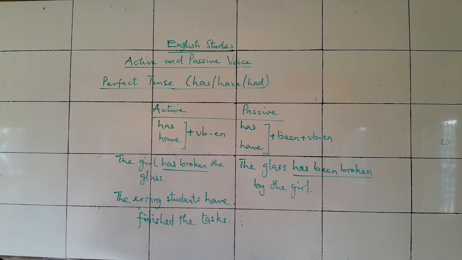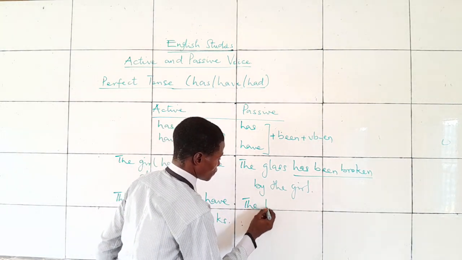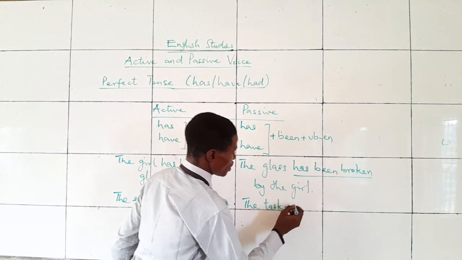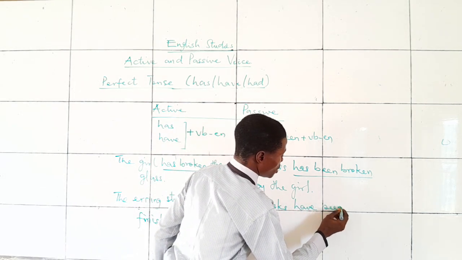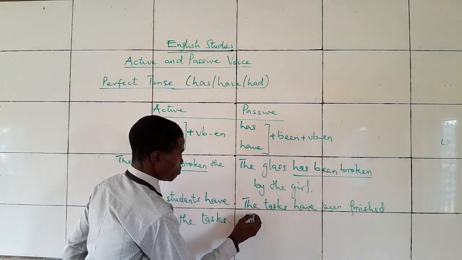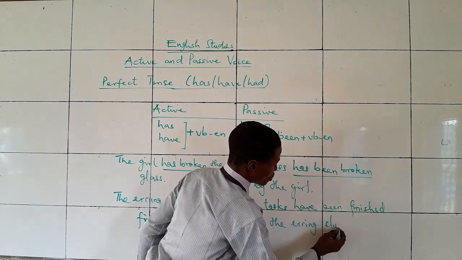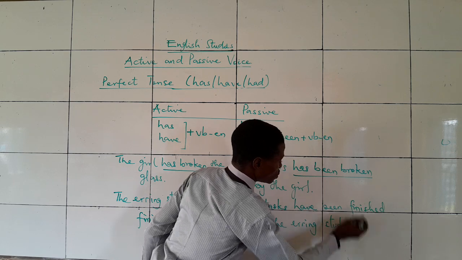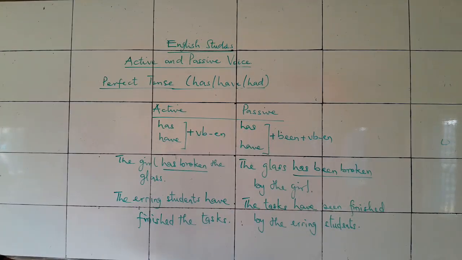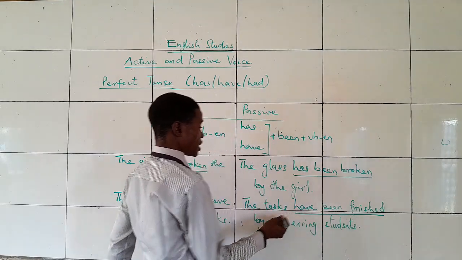They were given a task to do, after they fulfilled it, and they finished the task. You want to convert it to passive. Just say the tasks have been finished by the Herring students. The tasks have been finished by the Herring students. This is pretty simple. It's very simple.